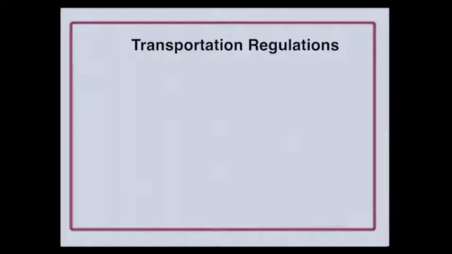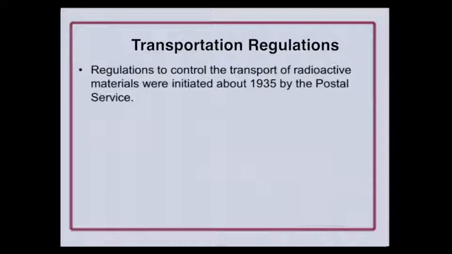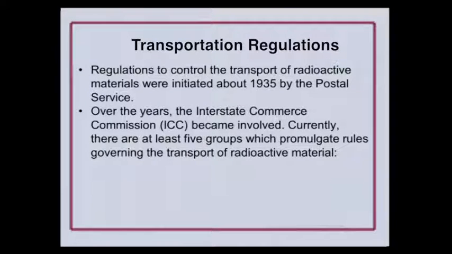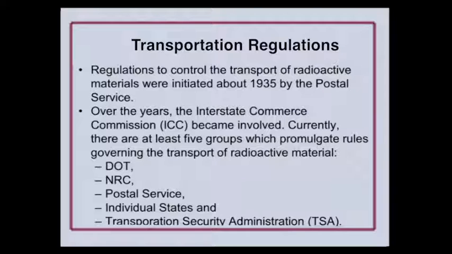So let's start with regulations. The regulations. Some of this we may have already touched on previously, but we'll zip through it. They control the transport. They were initially initiated through the Postal Service. That was the original regulations regarding transportation of radioactive material. But over the years, the Interstate Commerce Commission got involved. And today, there are actually 5 groups that have some level of regulation over transportation of radioactive material.